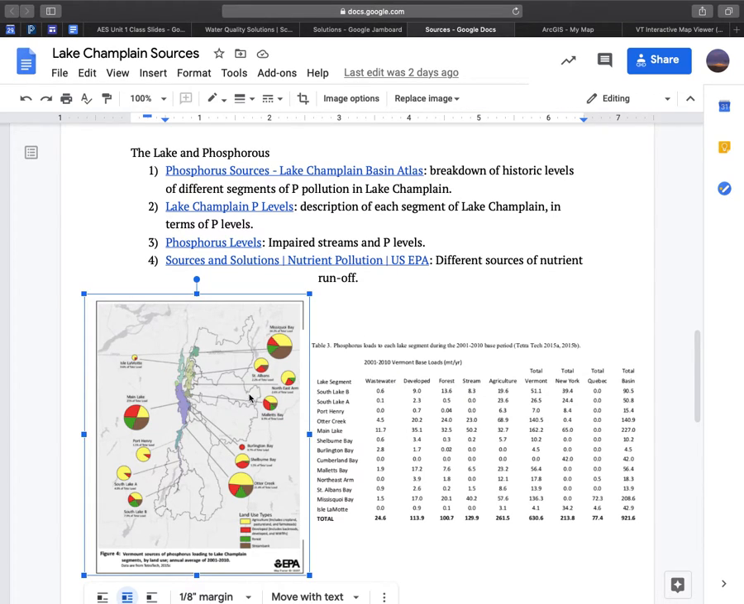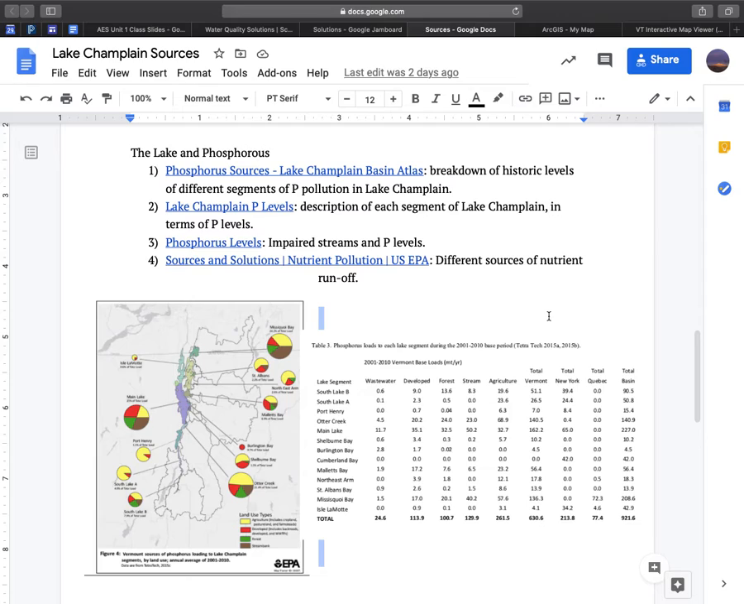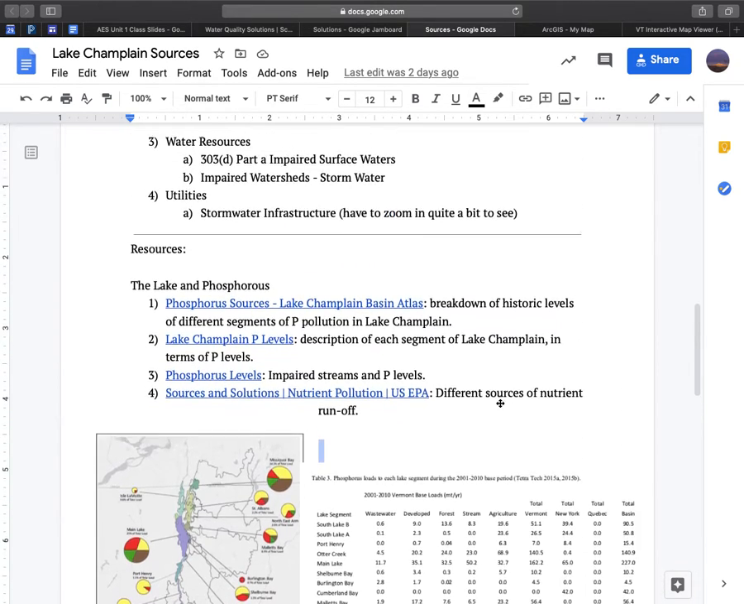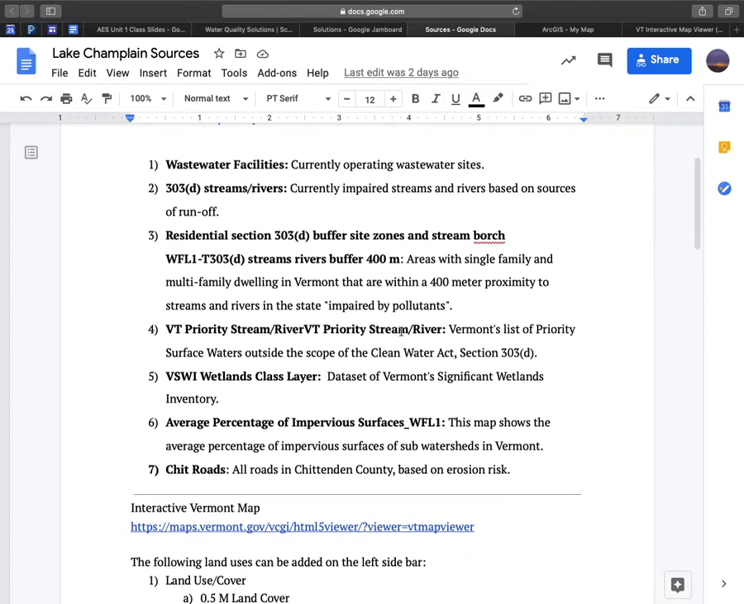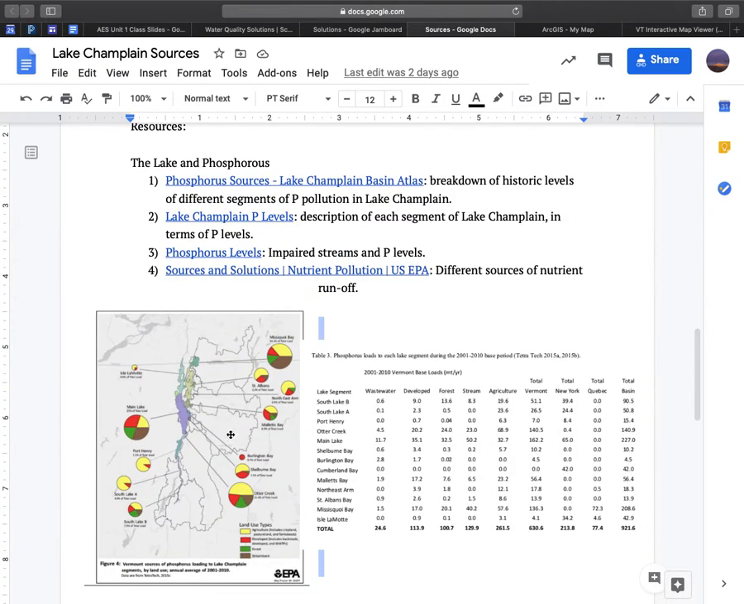Now this map shows each part of Lake Champlain in terms of the breakup of different phosphorus sections. So what I would do is I would pick a segment of the lake that you think is in dire need of water quality management. Look at what are the aspects of wastewater, developed land, stream or agriculture in terms of phosphorus sources. And then maybe start looking in your two maps for locations within that watershed that might be a problem when it comes to phosphate sources entering.